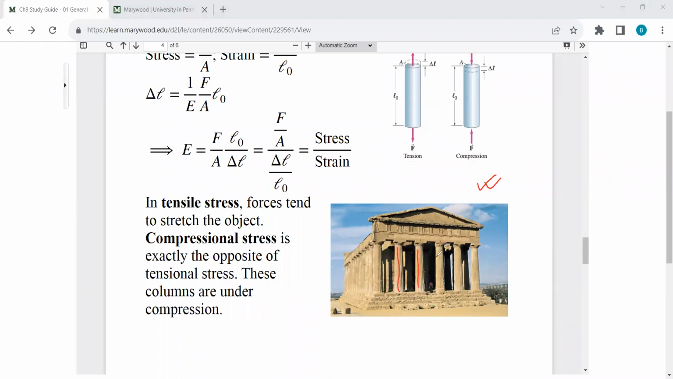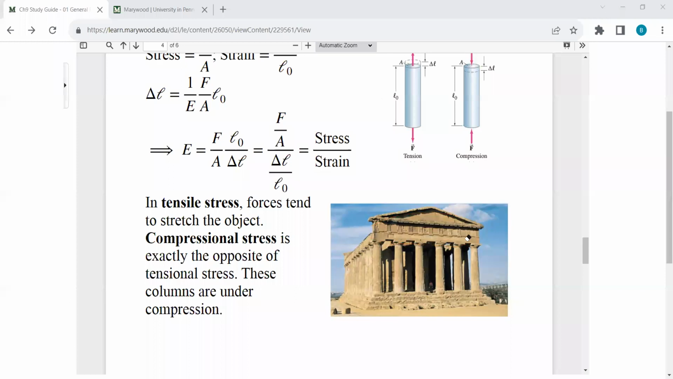For example, in this picture, all the beams are under compressive stress. This beam, this beam, this beam, these are under compressive stress because they are compressed by this force. All right, the weight of this force, I mean the weight of this mass, basically the weight of this mass.